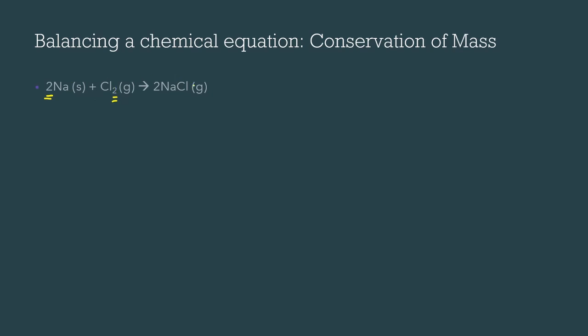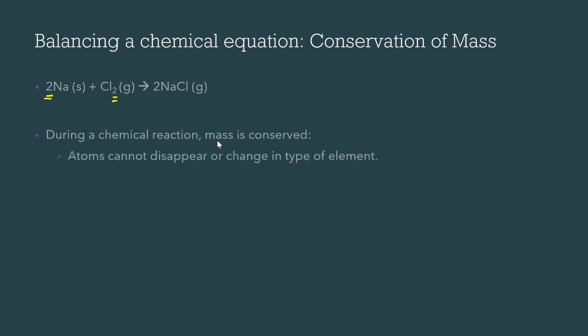So what are the rules here? What is the purpose of using these coefficients and subscripts? We write chemical equations in order to represent in writing real-life chemical reactions. And in real-life chemical reactions, mass is always conserved. What this means is that atoms do not disappear or change in terms of the type of element.